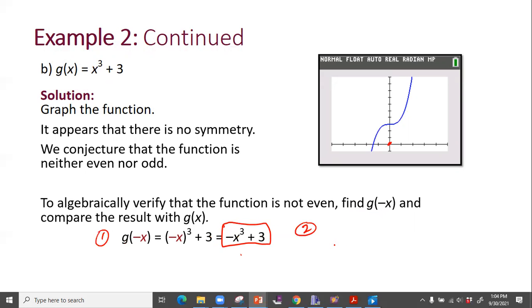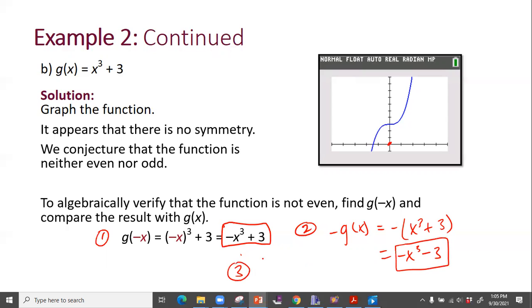Part 2 of verification is for me to actually multiply g of x by -1. So I have negative times x cubed plus 3. And that gives me negative x cubed minus 3. Part 3 is to check that these are the same. Are they the same? Nope.